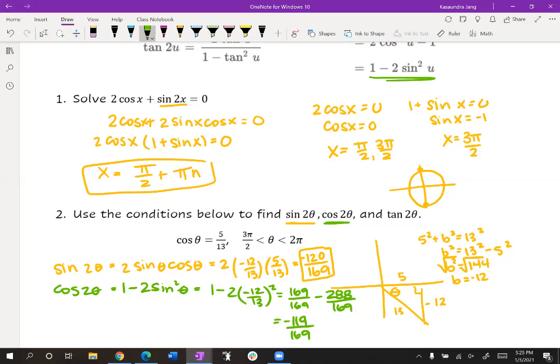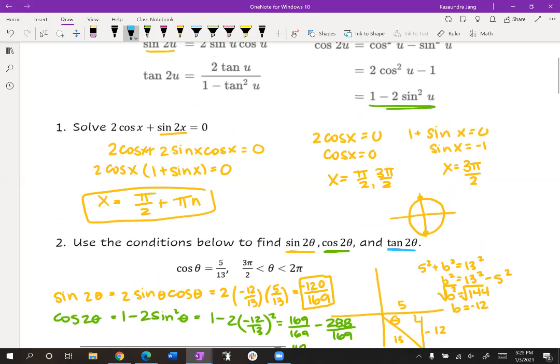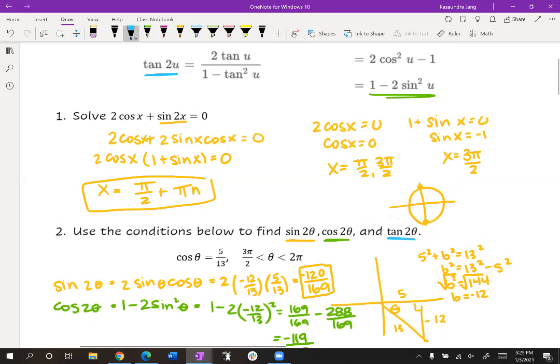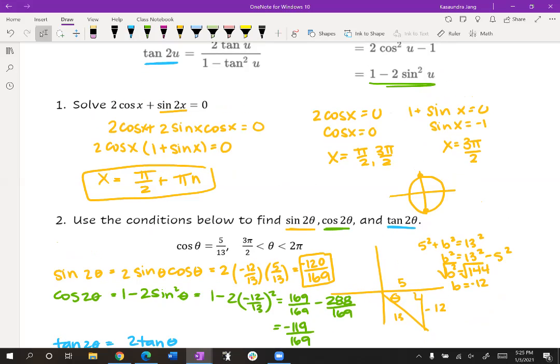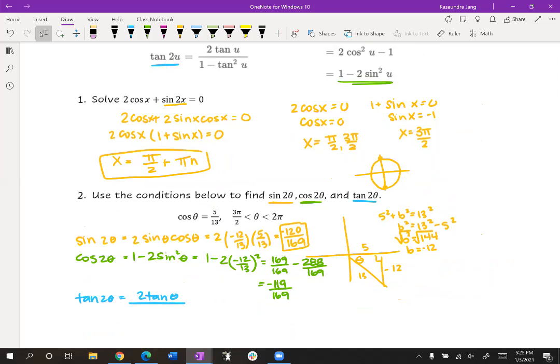And then last but not least, we've got the tangent of 2 theta. So here's the identity for that. Up here, you've got 2 tangent of theta over 1 minus tangent squared of theta. So you can see it, 1 minus tangent squared of theta. As for tangent, tangent is opposite over adjacent.